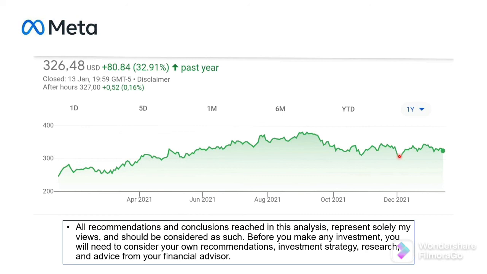Okay, now please take note of the disclaimer there. Now, we're done with Meta. Still a very good company. I like it. It does have a bit of regulatory issues, but not enough, in my view, to derail its progression and growth. Now with Meta, we're done.